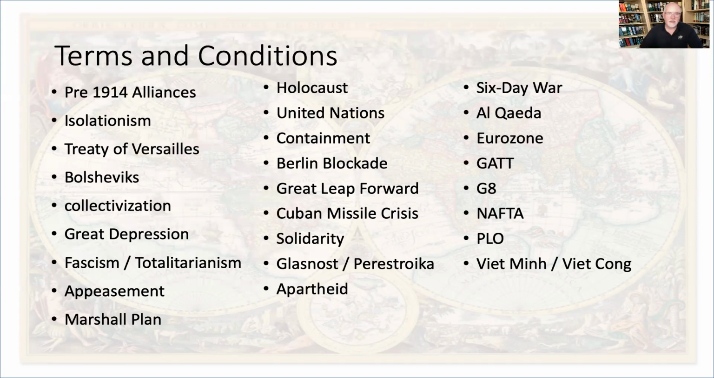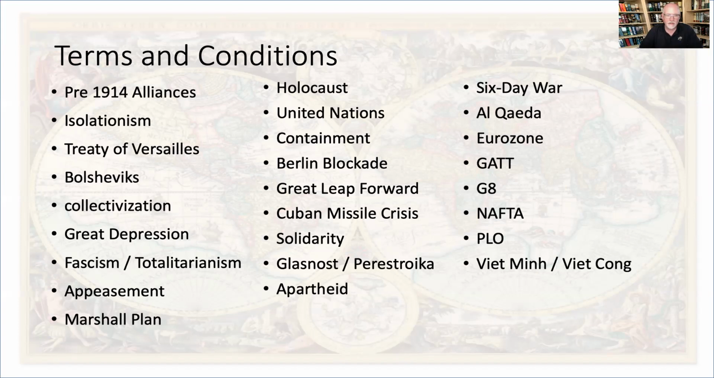Last, we come to terms and conditions. There would probably be 4 pages of these if I chose to put them all here. Again, no people, not a lot of dates, but I think some of the bigger terms here, particularly looking at the Bolsheviks, fascism, totalitarianism, appeasement, the effects of the Great Leap Forward in China. Again, a lot of people don't really realize that Mao and Stalin killed more of their own people than Hitler did, even in the Holocaust.